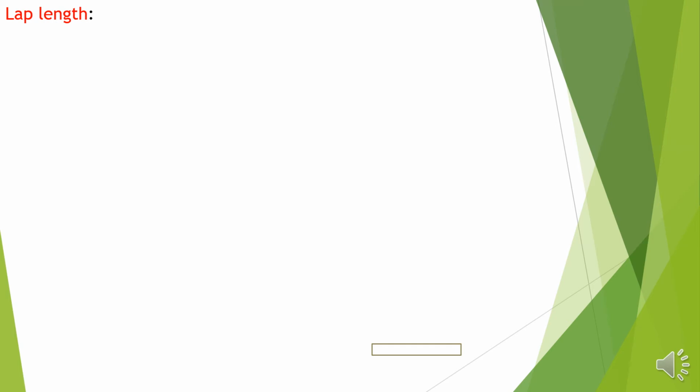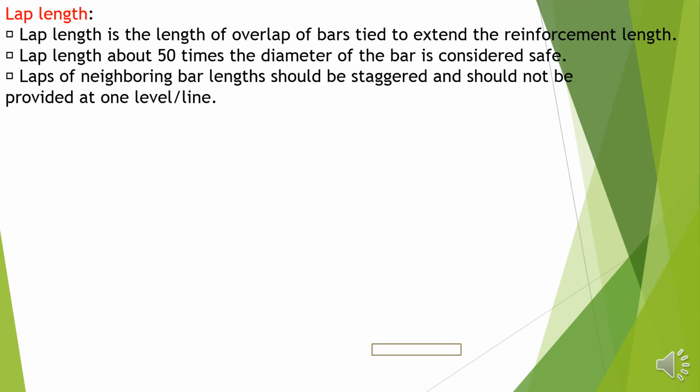Lap length. Lap length is the length of an overlap of bars tied to extend the reinforcement length. A lap length of about 50 times the diameter of the bar is considered safe.